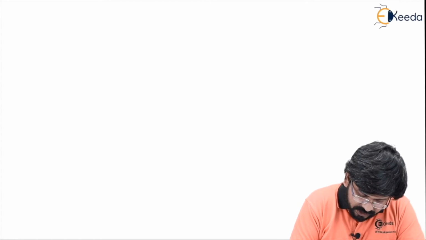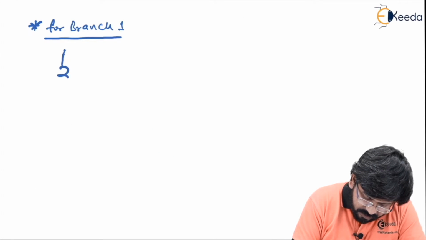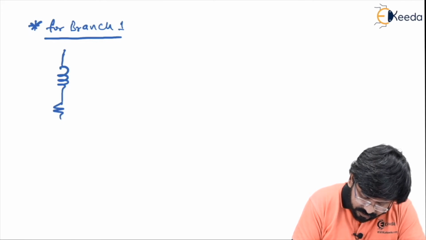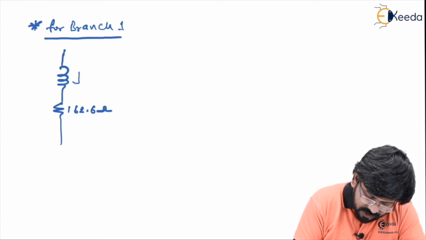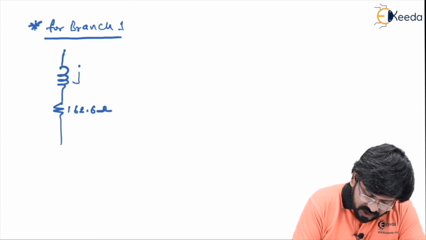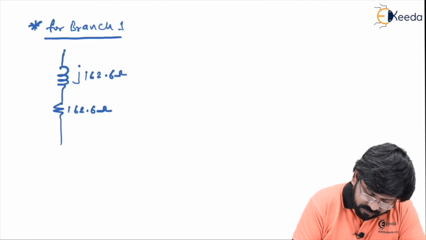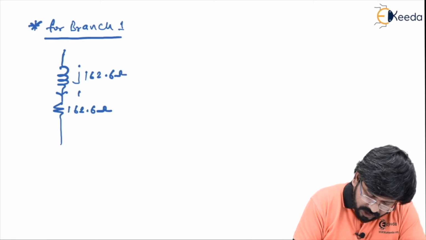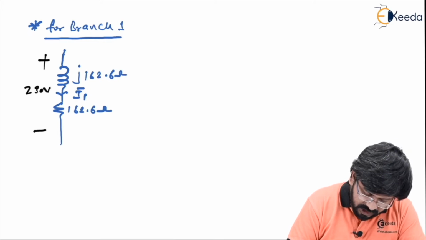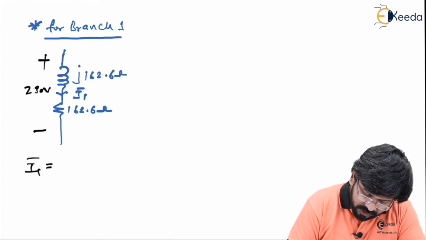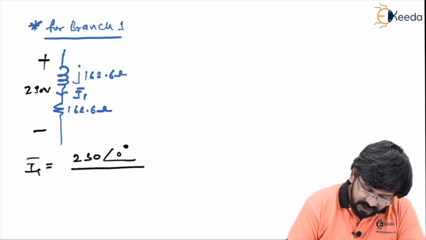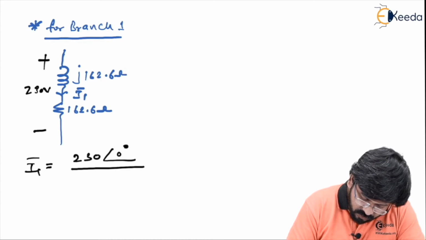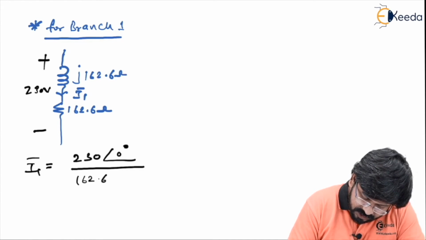Let's see. Branch 1 was an RL circuit. The value of R is 162.6 ohms and the value of XL is the same, only the imaginary part is j 162.6 ohms, through which I want to calculate the I1 vector, across which 230 volt is the voltage. Naturally, the I1 vector is simply 230 at an angle of 0 degree, writing it in polar form, divided by the impedance, which is 162.6 plus j 162.6.